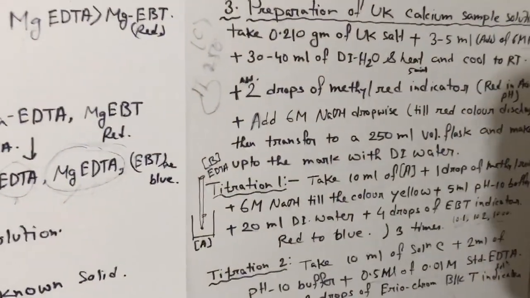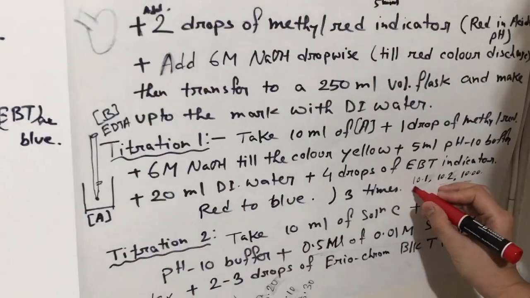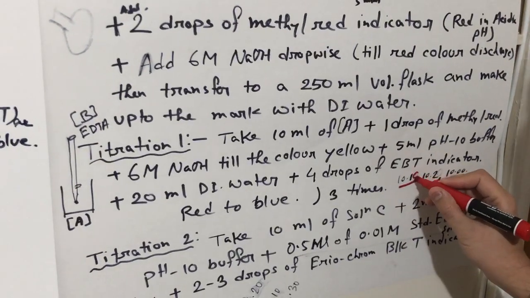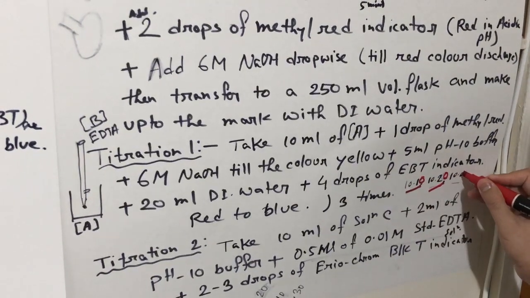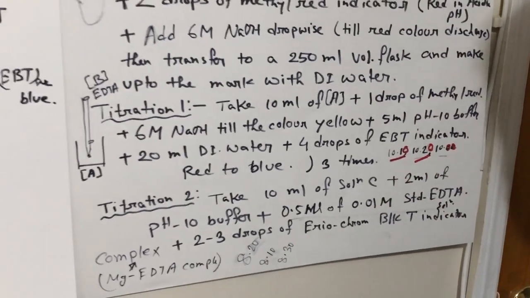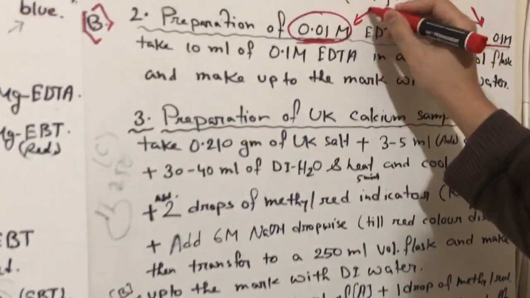You have to run this titration 3 times, and I am giving you the data for this. The first titration is 10.1, the second titration is 10.20, the third titration is 10.00. You will use this data to find out the exact concentration of this one.